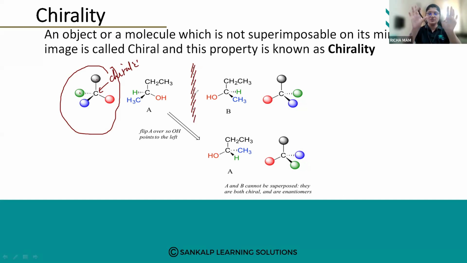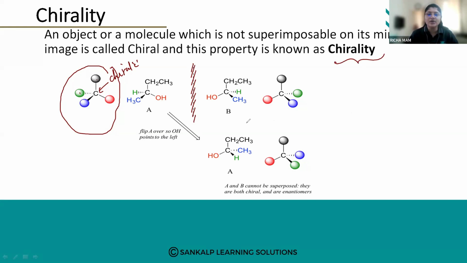So this is a mirror image of that. Now what I'll do after taking a mirror image, I'll place the first molecule on the second. So is it possible? No, it is not superimposable. Okay, so such a property of the molecules is said to be chirality.